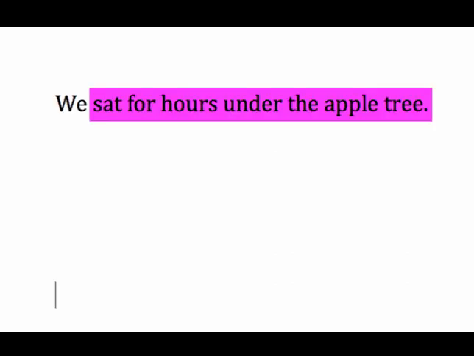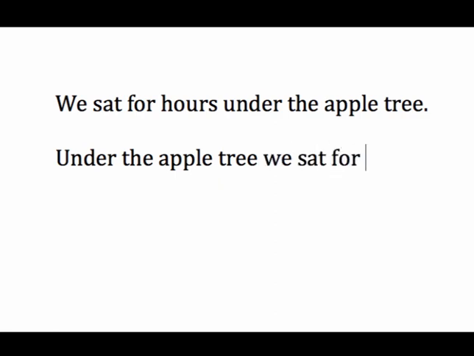Here is a typical sentence in English. It begins with a subject, we, and then a predicate, sat for hours under the apple tree. In a switched up sentence, what you're going to do is take a part of the sentence and move it. You're going to put it from the end of the sentence to the beginning. So that instead of we sat for hours under the apple tree, you will say, under the apple tree, we sat for hours. The emphasis is a little different in that sentence. It's almost a little bit more poetic, and you can see why a writer might make that choice.